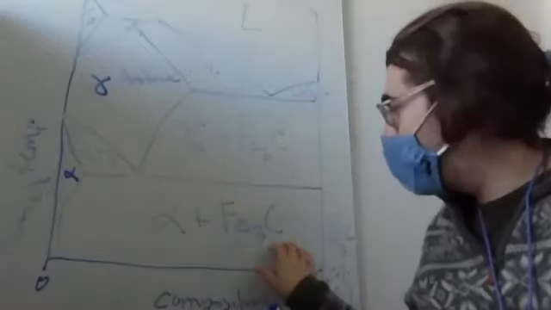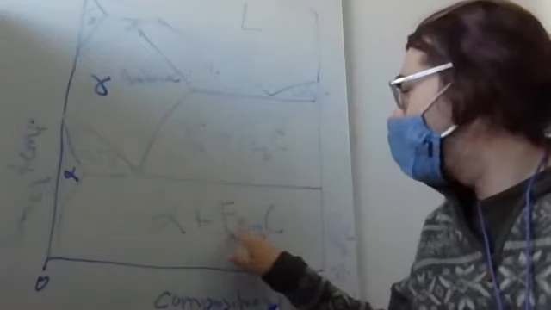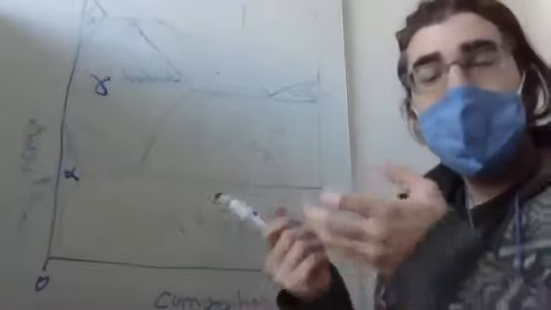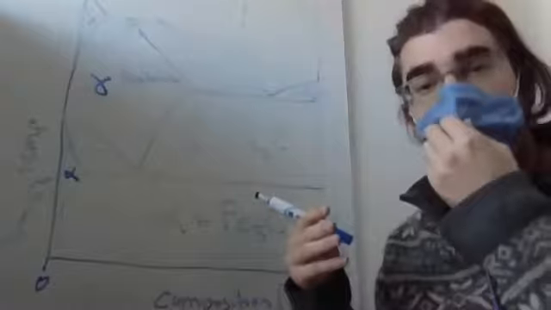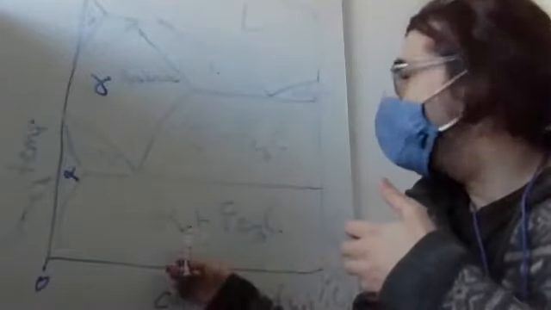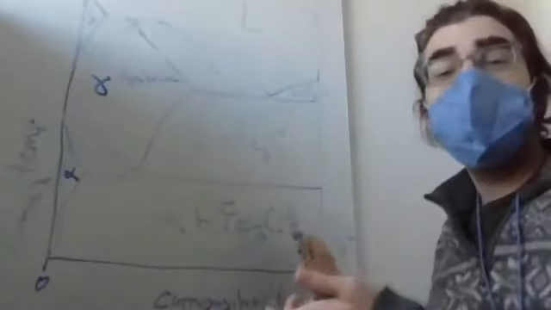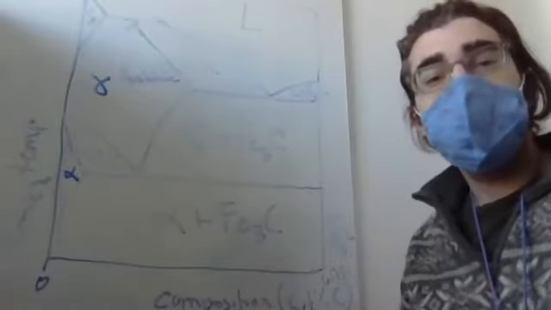It's more ductile than the ferrite. So if we can get these two phases to coexist together, then we might get the best of both worlds. We can get the ductility from the ferrite phase and the strength from the cementite phase.